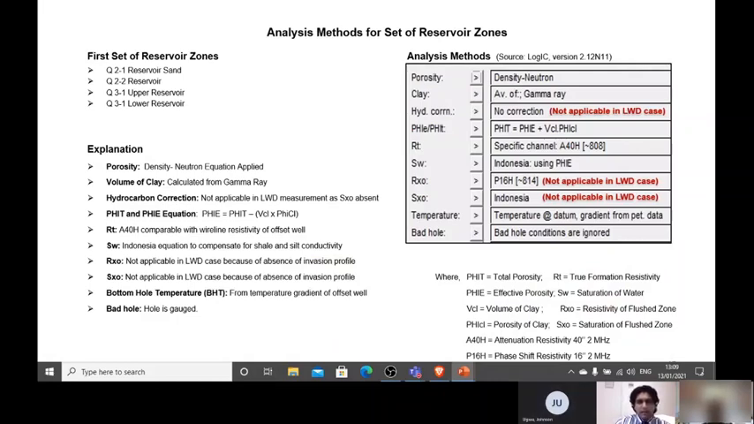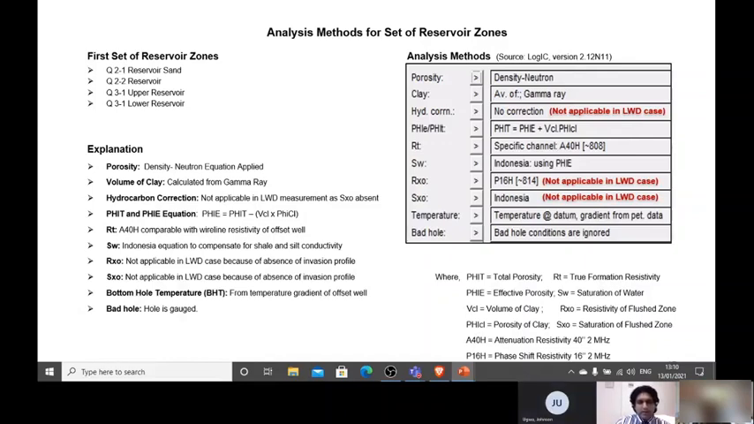Analysis methods. To apply suitable analysis methods, Q2 and Q3 sands are classified into two different sets based on similar physical and lithological properties. Porosity is calculated using neutron density equation. Volume of clay is calculated using gamma ray. Hydrocarbon correction is not applicable in case of LWD. Total porosity and effective porosity is calculated using the equation given in this slide.